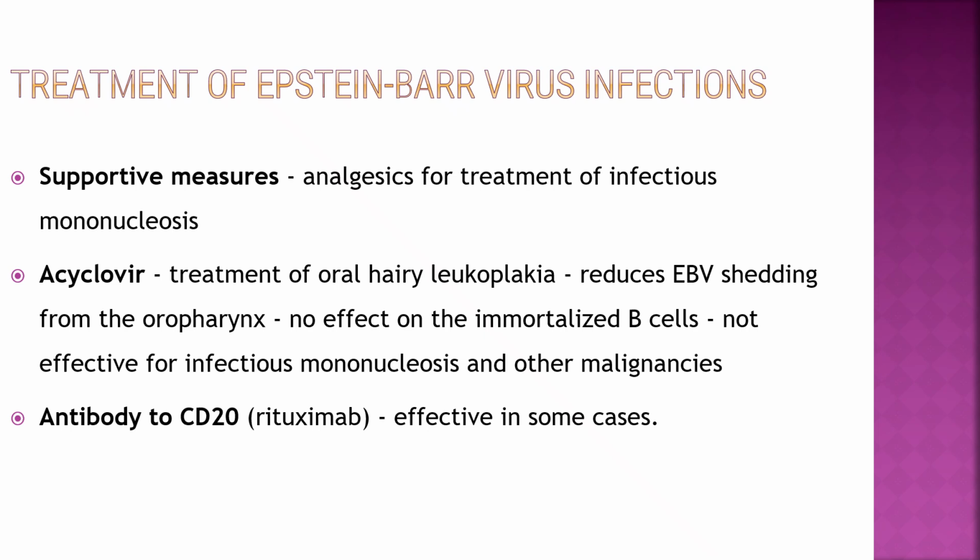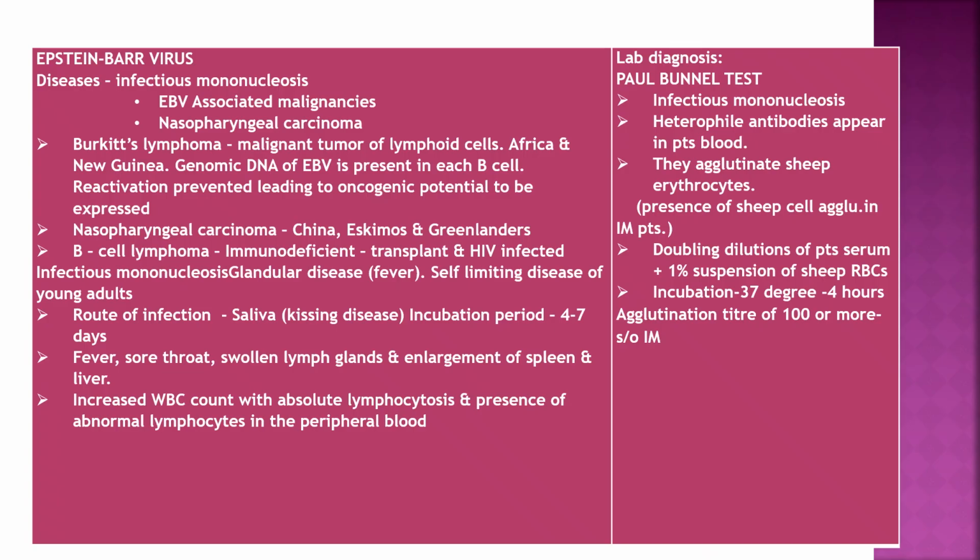Treatment of Epstein-Barr virus infection: supportive measures, analgesics for treatment of infectious mononucleosis. Acyclovir in treatment of oral hairy leukoplakia reduces EBV shedding from the oropharynx. No effect on immortalized B cells. Not effective for infectious mononucleosis and other malignancies. Antibody to CD20, rituximab, is effective in some cases.